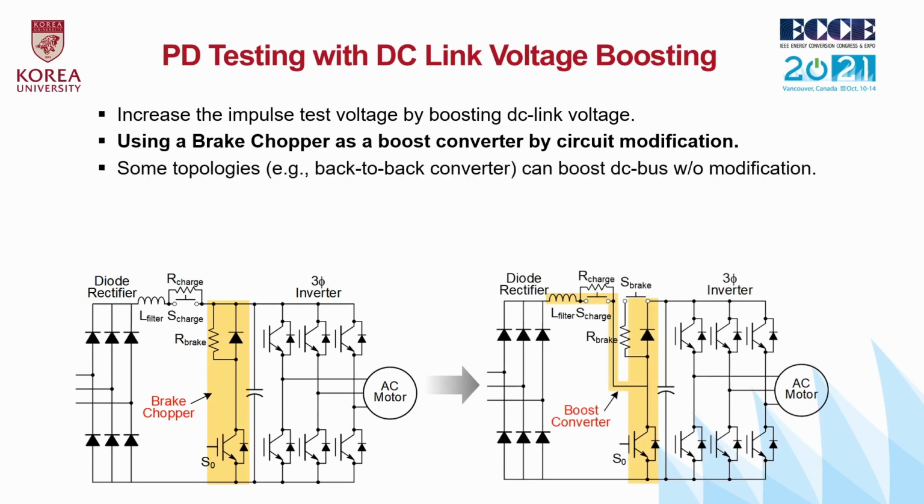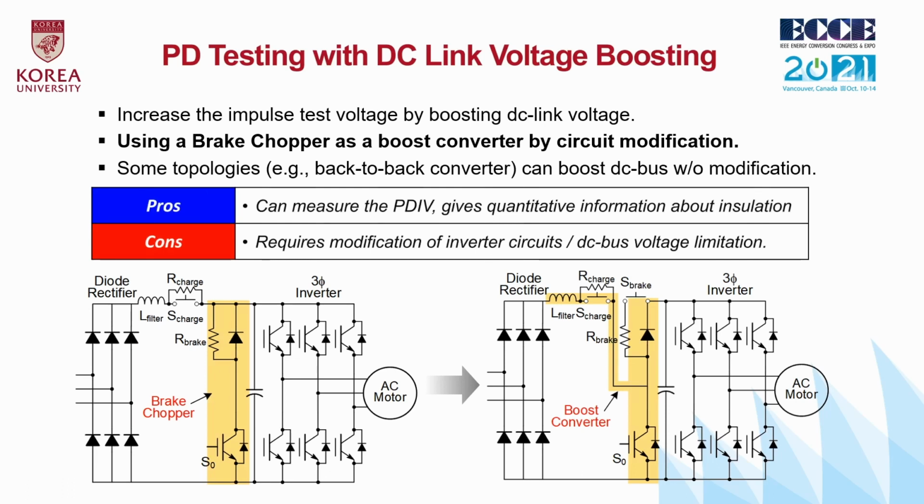It is just a simple example, and there are some other topologies that don't require circuit modifications, for example, back-to-back converter for wind turbines and so on. The good thing about this method is that it can measure the PDIV, thus gives quantitative information about insulation. However, its modification is relatively more complex than the previous slides.